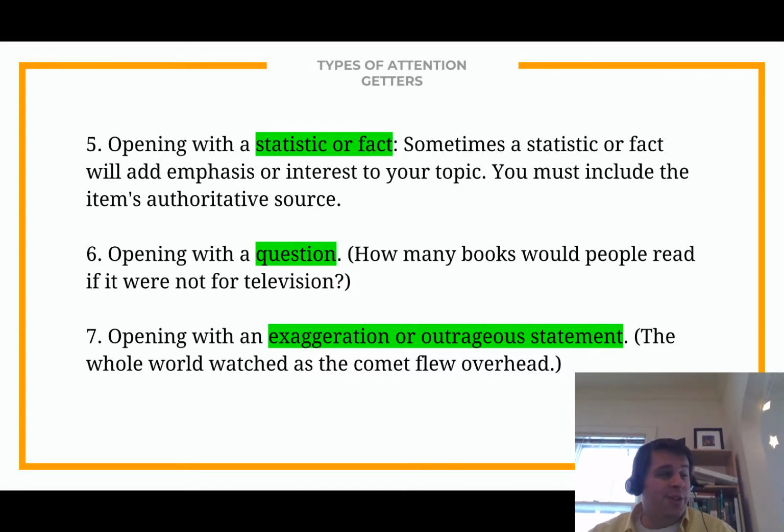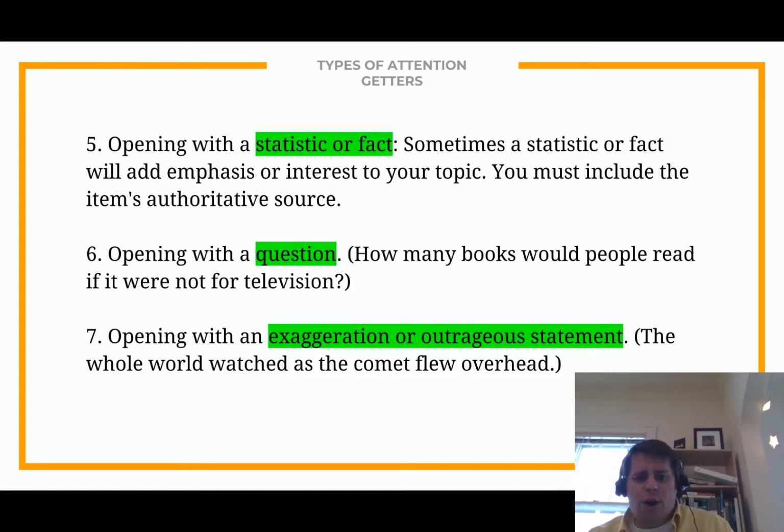Number 6 says open with a question. How many books would people read if it were not for television? Might be a good question to ask if you were writing about television, or if you're writing perhaps about books. Think about an interesting question. Don't just make it lame like, what is culture? Or have you ever thought about culture? I think you can probably think of a better question than that. So give it some thought. Questions should be interesting if you're going to use them for your attention getter.